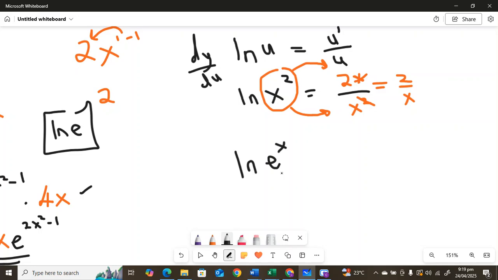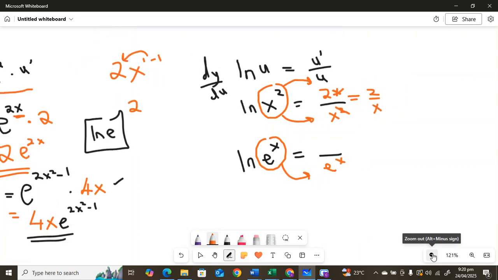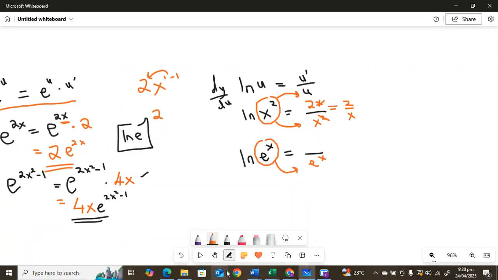Okay, next one, we derive the natural log of e to the power x. So remember, it will be a fraction. This e to the power x, we need to derive it on the top. Then at the bottom, we write it the same way as it is. So when we derive e to the power x, what do we get? Look at the previous example here.